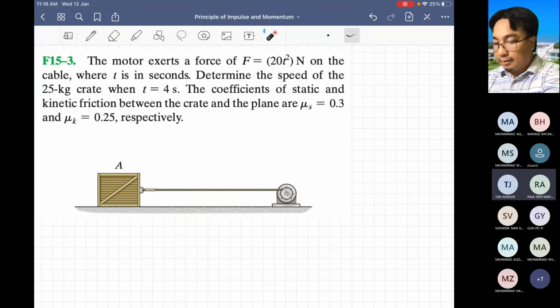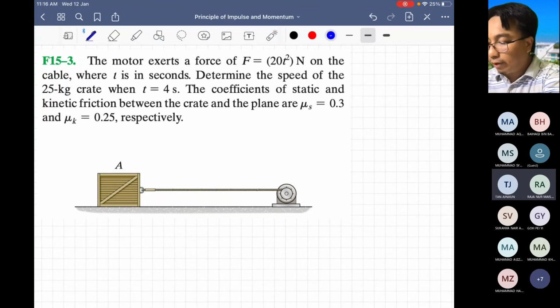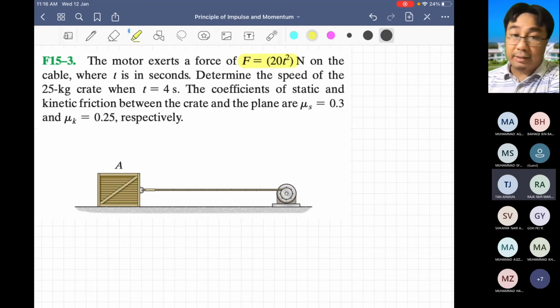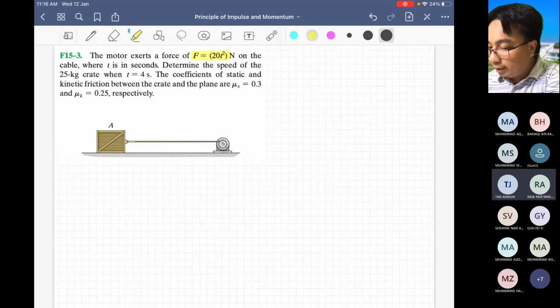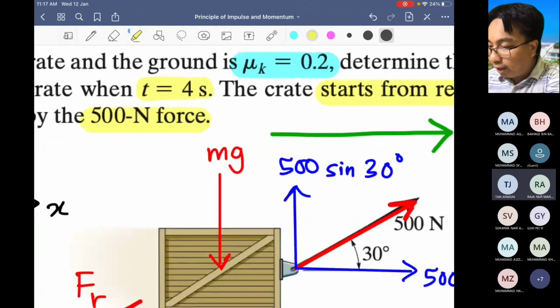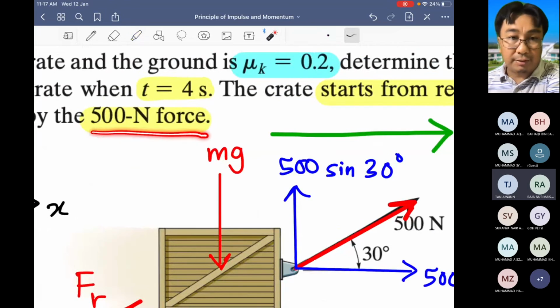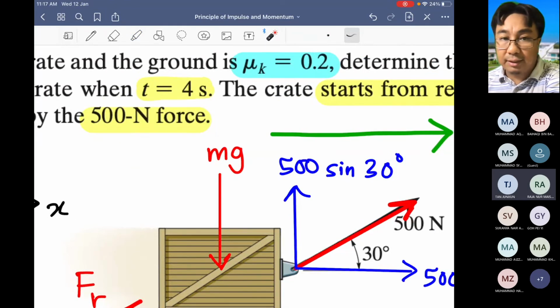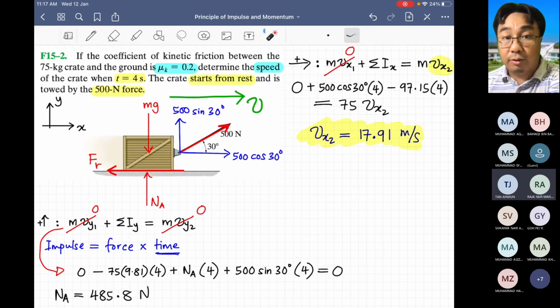Okay. Let's read the problem. The motor exerts a force of F equals to 20 T square Newton. Okay. Apa beza yang ini dengan yang sebelum ini? Sebelum ini dia bagi force tetap. Force ialah 500 Newton fix, tidak berubah. Sepanjang masa dia tidak berubah. Daripada T sama dengan 0, T1, T2, T3, T4 sama sahaja 500 Newton.